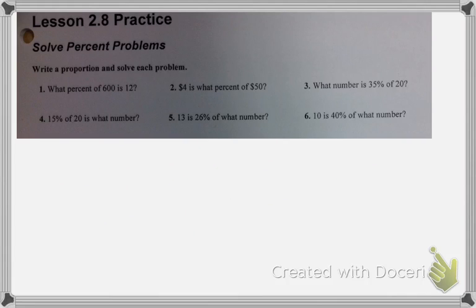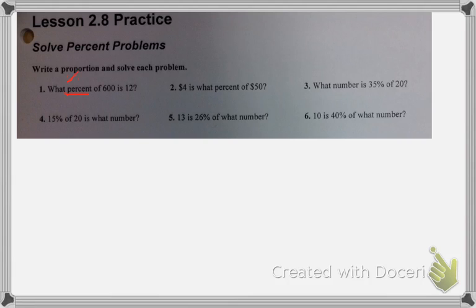Let's go ahead and look at number 1 first so that we can first determine what we're solving for. Then that will help us determine what method to use to solve for it. So it says what percent. So that's our first clue that we're actually going to be solving for the percent. What percent of 600 is 12? So now we want to go ahead and identify what this 600 and this 12 represent.